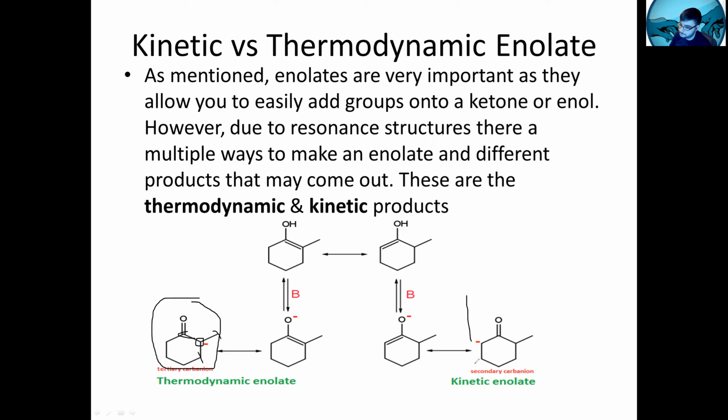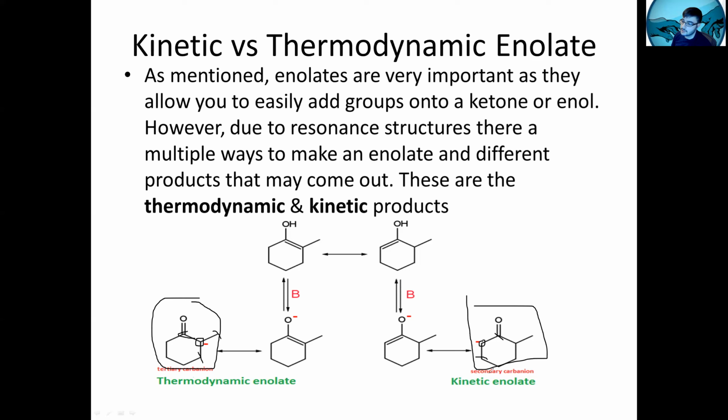Whereas with this one, you have the negative charge on this carbon, and this is called a secondary carbanion. The reason it's called a secondary is because this carbon is only attached to 2 other carbons rather than 3. Because of that, 2 other carbons don't stabilize the negative charge as well as 3 carbons would. So thermodynamically, it's more favorable to have the tertiary carbon. And so that's the thermodynamic product.